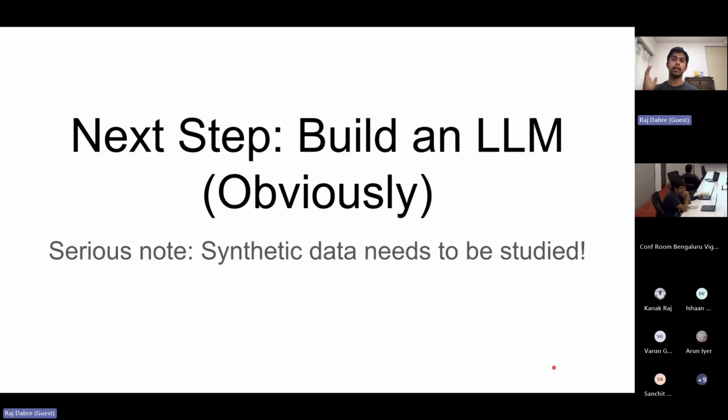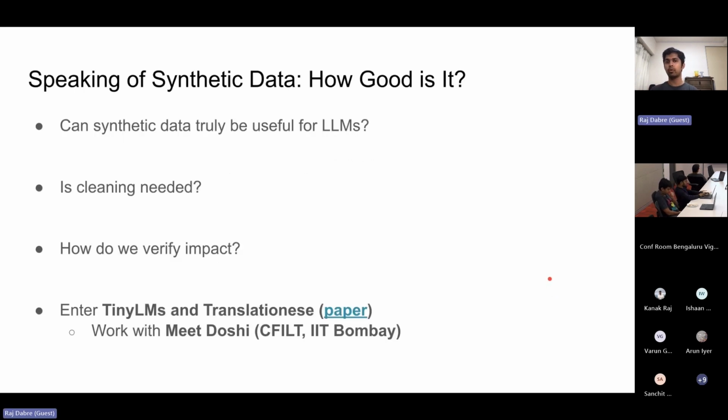So the next step is to build an LLM. We didn't do that actually because it takes a lot of compute and a lot of time. So we want to understand, given this data, what other things we want to do to make sure that this data is actually reliable. One important point that stood out was synthetic data, and we need to study how it is to be used. So speaking of synthetic data, how good is it?